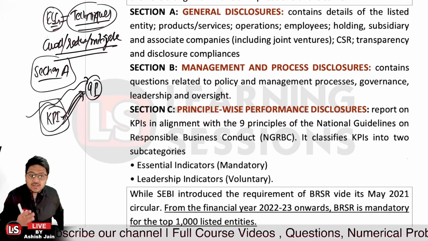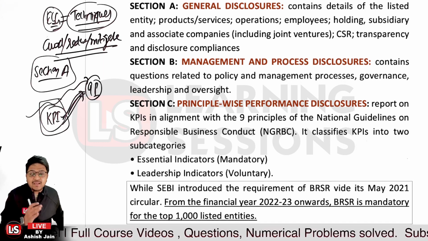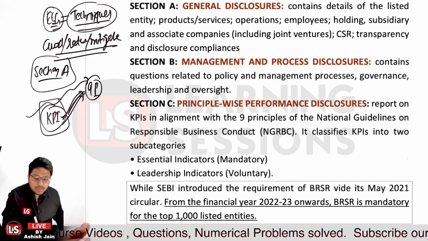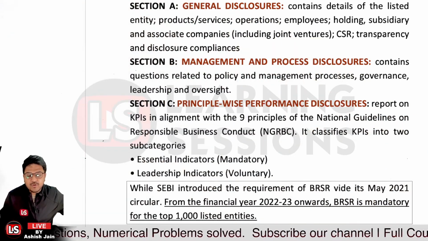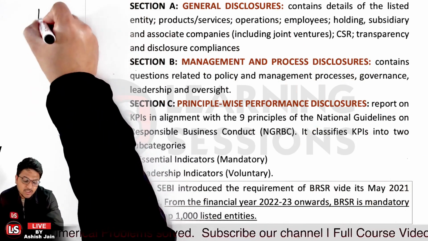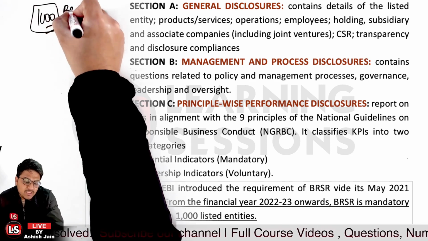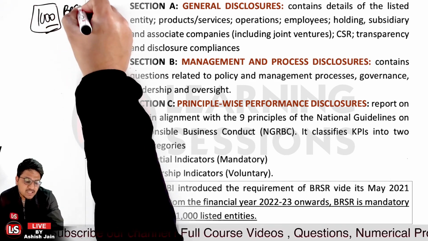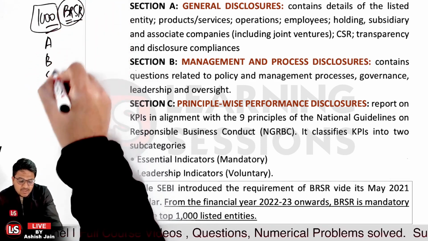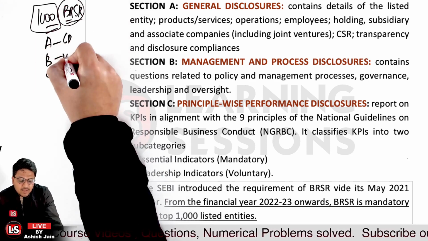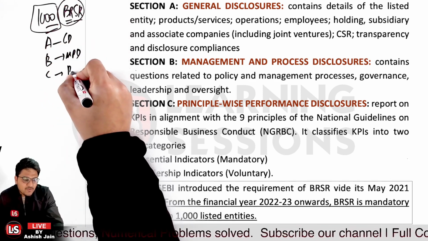The circular which was given by SEBI in 2021 made BRSR mandatory from the beginning of 2022-2023. So the top 1,000 listed companies are to give the Business Responsibility and Sustainability Report, and that is to be given in three different sections: A, B, C, general disclosures, management and process disclosures, and for the third one, principle-wise performance disclosures.